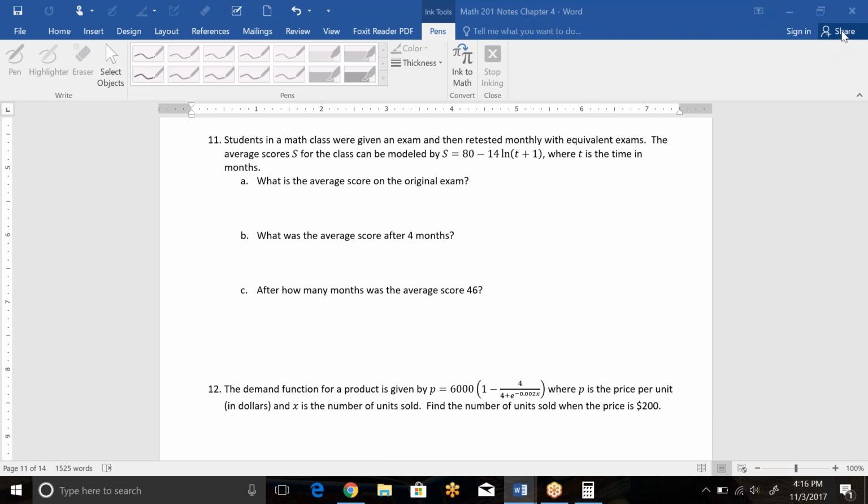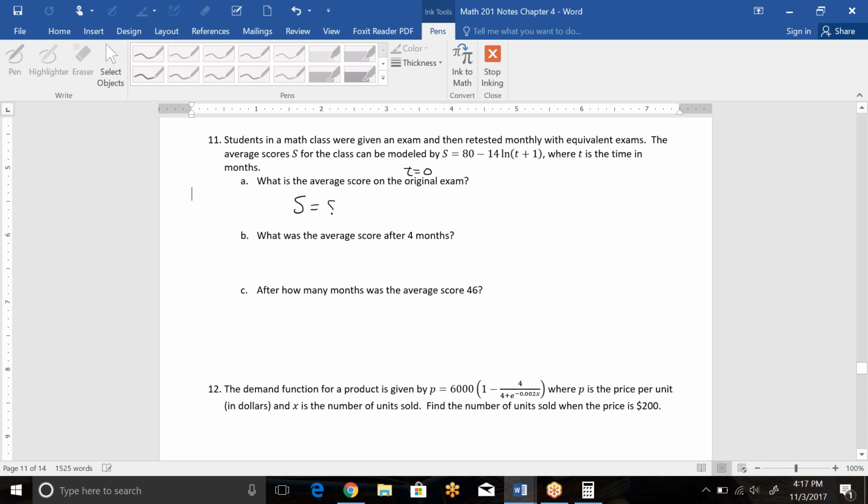It says, students in a math class were given an exam and then retested monthly with equivalent exams. The average scores S for the class can be modeled by S equals 80 minus 14 ln of t plus 1, where t is the time that is passed in months. So when we look at this first part, it says, what is the average score on the original exam? That would be at time 0, when they first took the test.